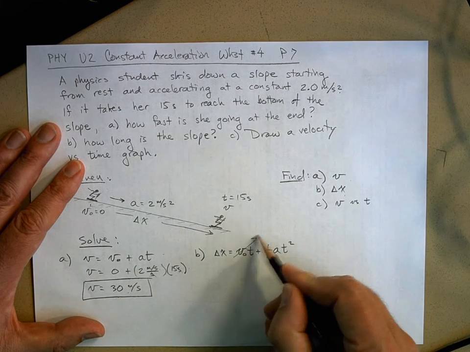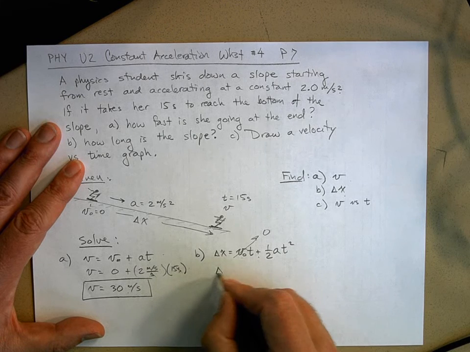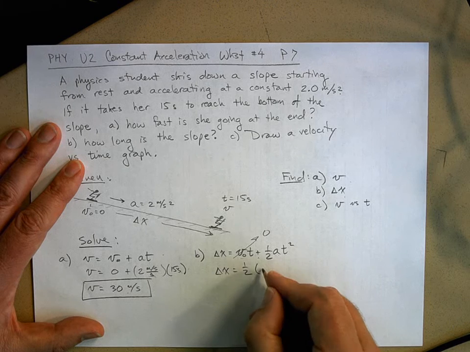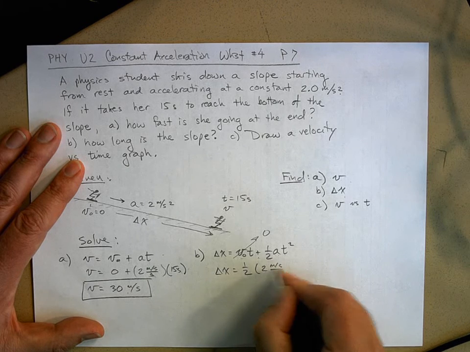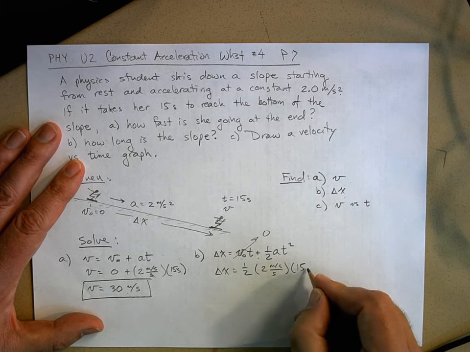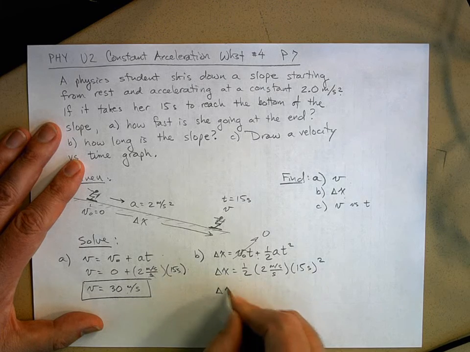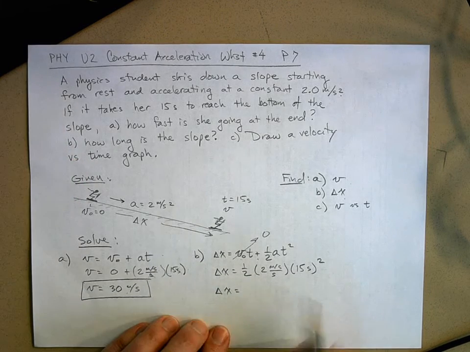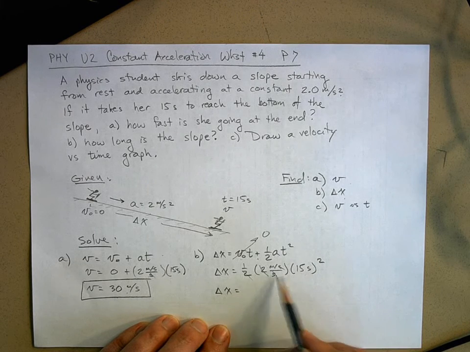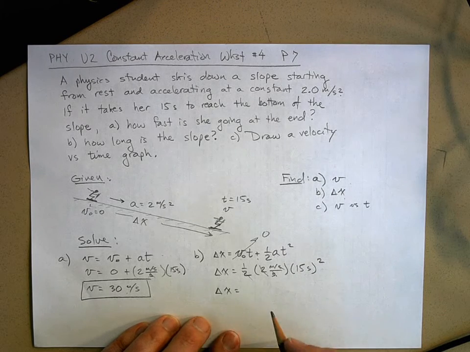This is 0, so this whole term goes away. So delta x is now equal to 1/2 my acceleration, 2 meters per second every second, times time squared, 15 seconds squared. What is that? Okay, so that cancels with that, gives me 1. The second squared cancels both of those. I'm left with meters. So 15 squared, I believe, is 225? Yeah.